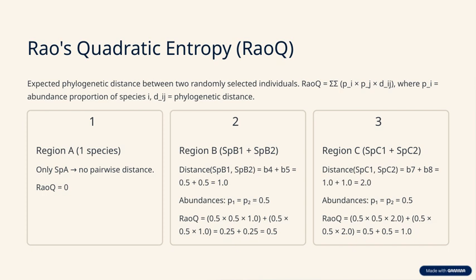Finally, in Region C, we also have two species, SBC1 and SBC2, but their phylogenetic distance is larger at 2, which is the sum of branch lengths B7 and B8. With equal abundances again at 0.5, the Rao-Q for this community is calculated as 0.5 times 0.5 times 2, doubled for both pairs, giving us a total of 1. So these examples highlight how Rao-Q captures both the abundance distribution and the evolutionary relationships among species, giving us a more comprehensive picture of biodiversity across different regions.